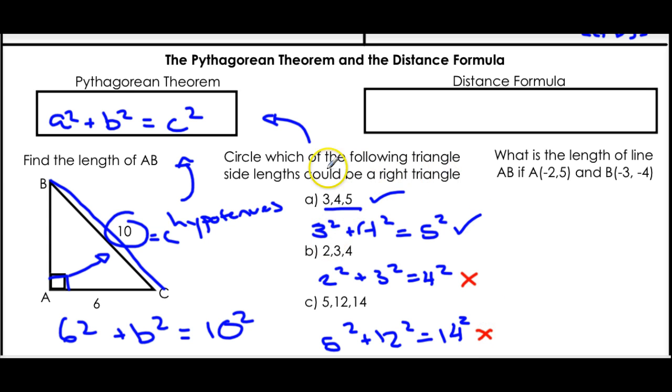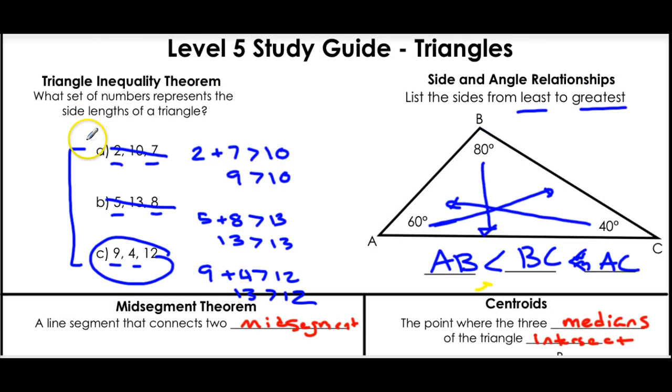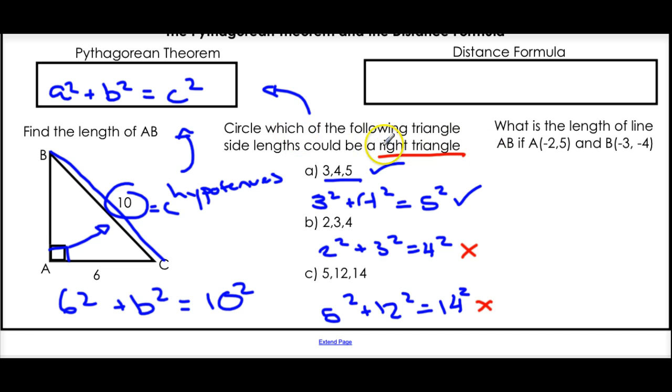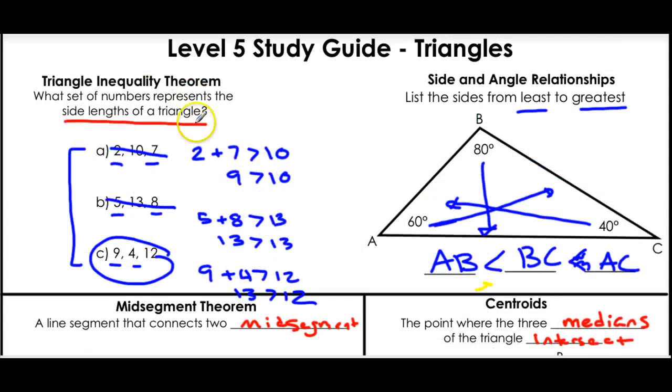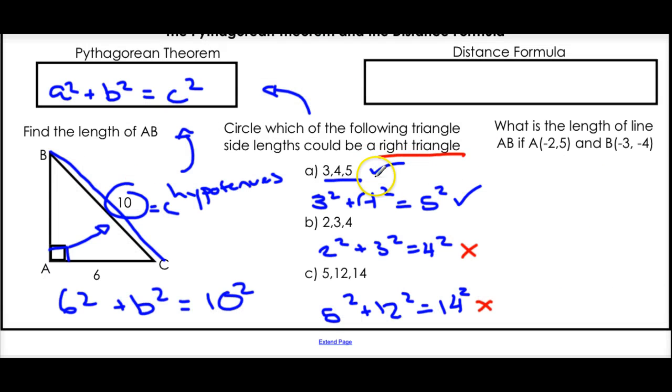Now just to be clear about something, this question, circle which of the following could be a right triangle, is very different than this question, which set of numbers represents the sides of a triangle. These are two different methods. If it says right triangle, you plug into the Pythagorean theorem. If it does not say right triangle and still gives you 3 sides, then you use this method, where you just add the 2 smaller and see if it's greater than the bigger.